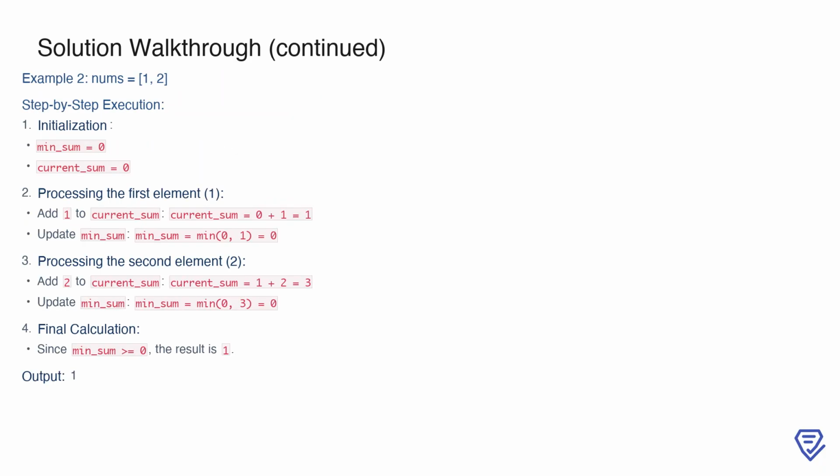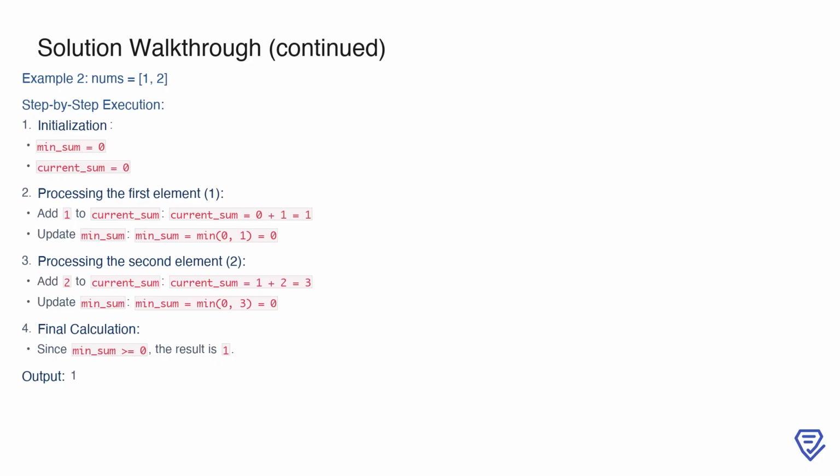Now, let's look at the second example where nums equals 1, 2. Again, we initialize min_sum and current_sum to 0. For the first element, 1, adding it to current_sum gives 1, and updating min_sum results in the minimum of 0 and 1, which is 0. Next, for the second element, 2, adding this to current_sum produces a value of 3, and min_sum remains unchanged at 0, as it is the smaller value.